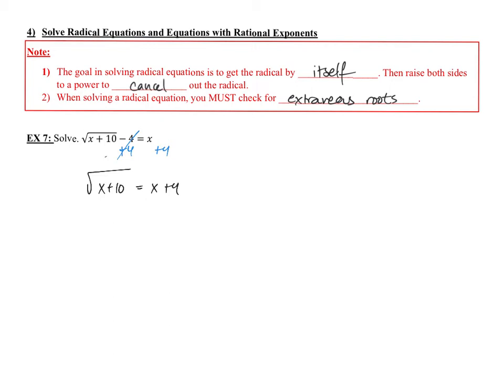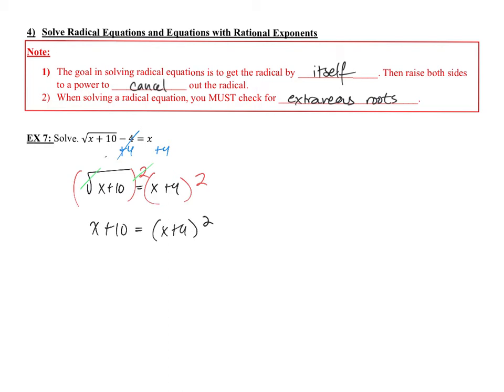Now, what's the plan? We're going to raise both sides to a power that will cancel the radical. So, if that was a cube root, we'd raise both sides to the third power. But what's the thing right there? That's a 2. If we don't see it, remember it's a 2. Raising both sides to 2. That will cancel that out right there. And we're left with x plus 10 equals x plus 4 squared.